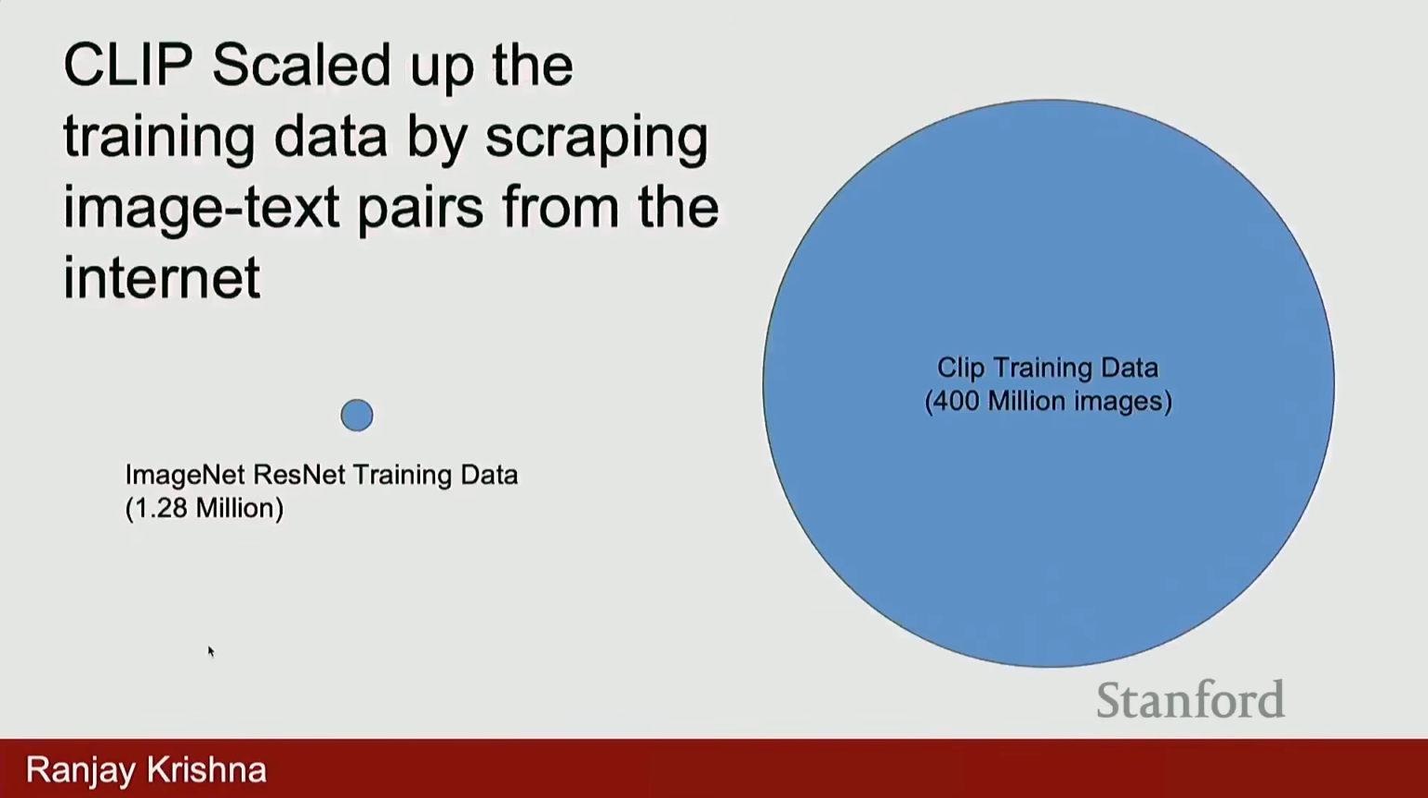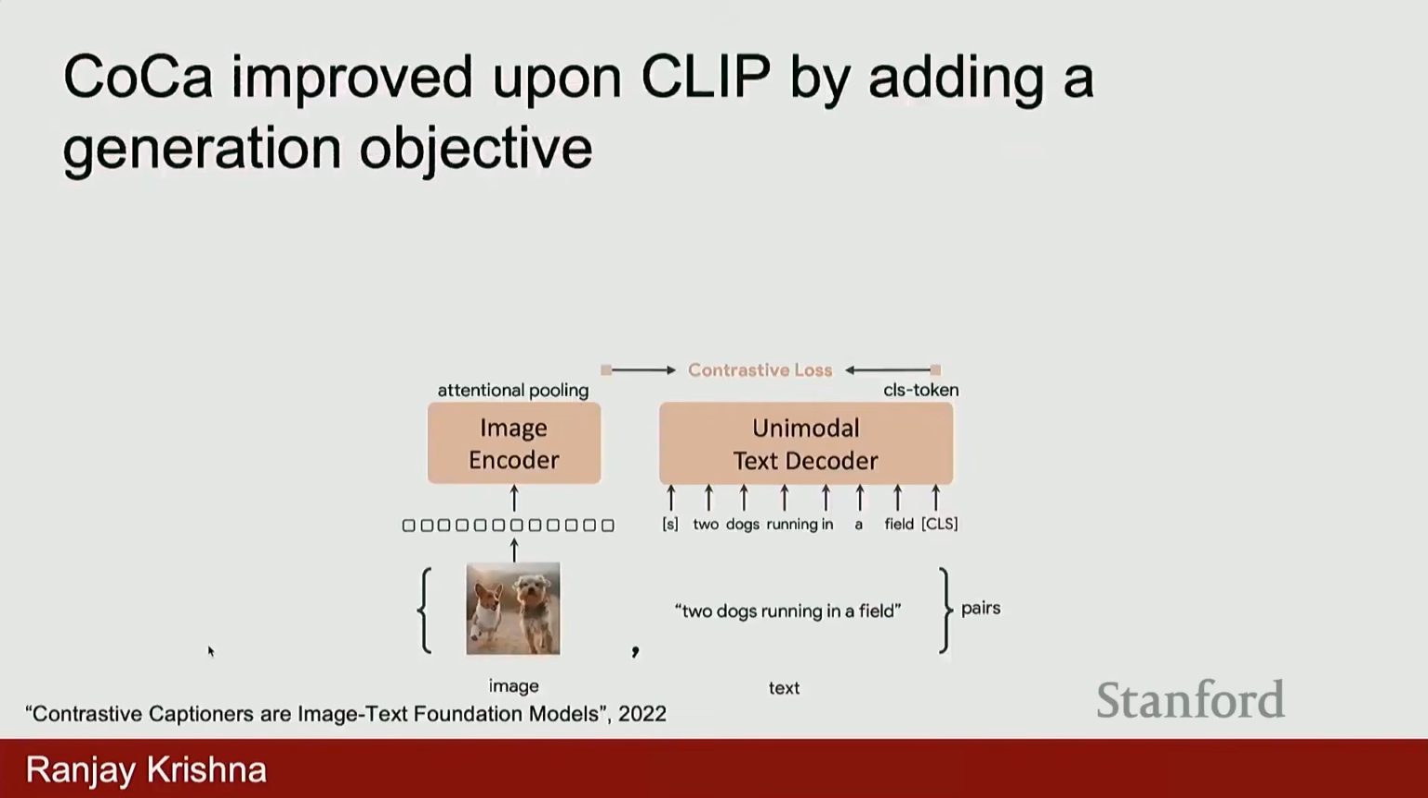And the second thing that helped was the amount of data, right? So instead of just 1.2 million images from ImageNet, you suddenly had about 400 million image text pairs from the internet that they downloaded and used to train. So that scale, both in terms of model size as well as the amount of data, helped improve performance quite a lot. So immediately after CLIP came out, people started experimenting with this objective.